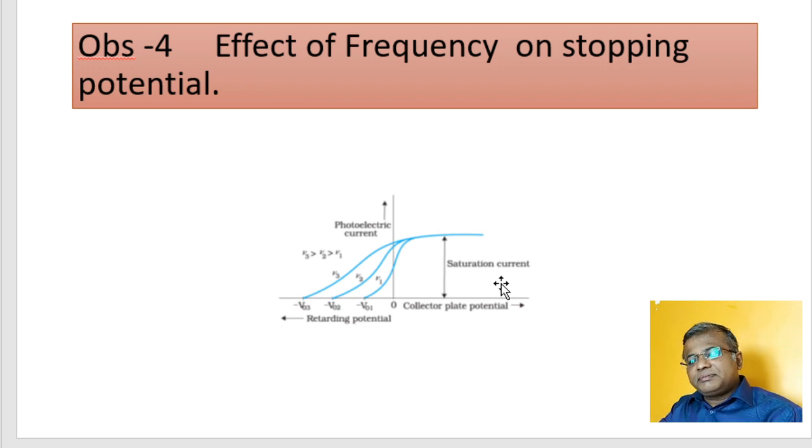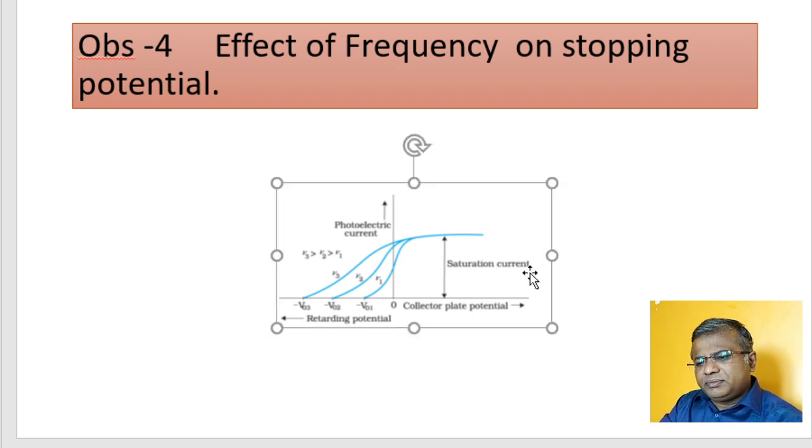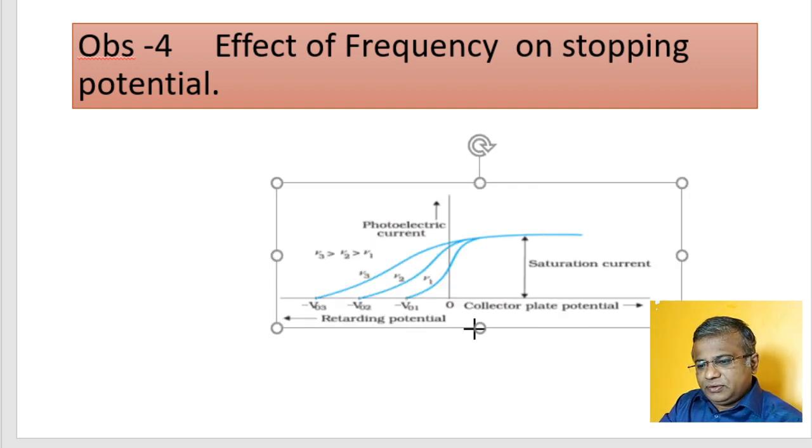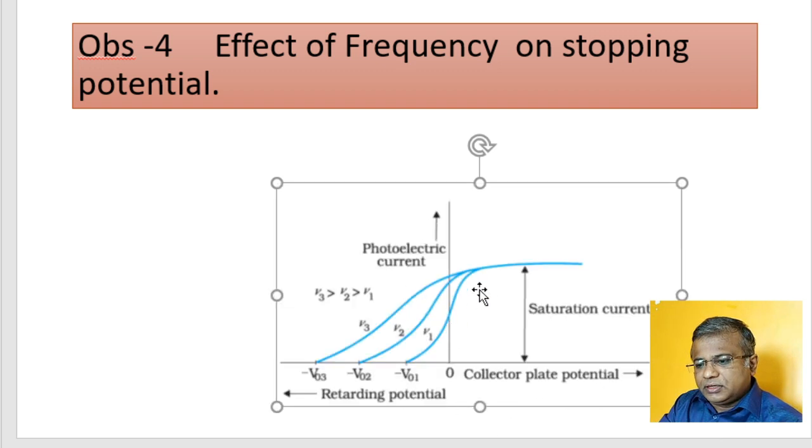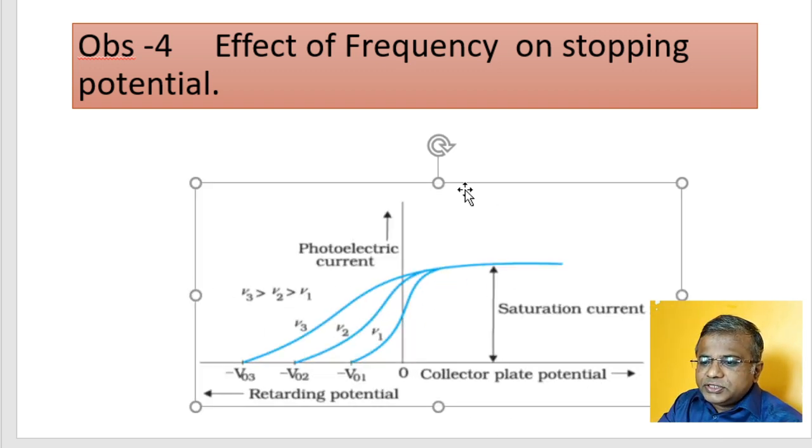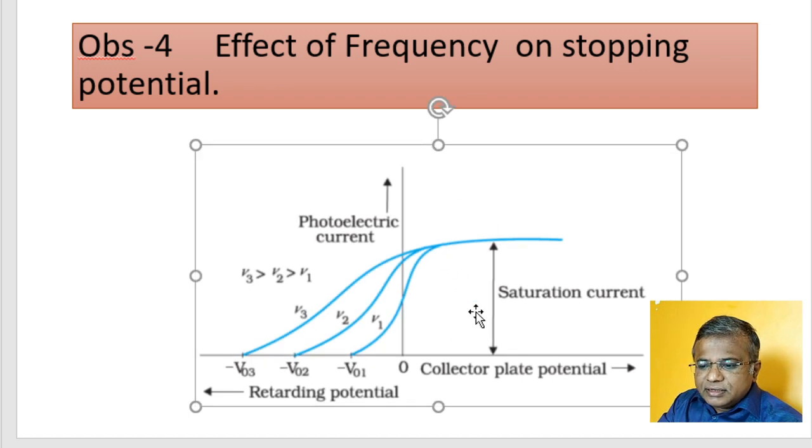Then we'll see another important graph, the effect of frequency on stopping potential. What it basically means is, what happens to the stopping potential if I go on increasing the frequency of the incident light. If you see this particular graph over here, I have assumed a simple thing, that the photocurrent or the intensity I have kept constant.